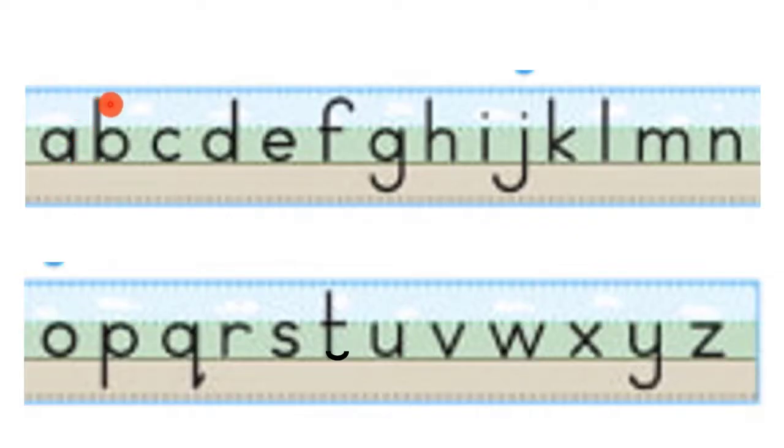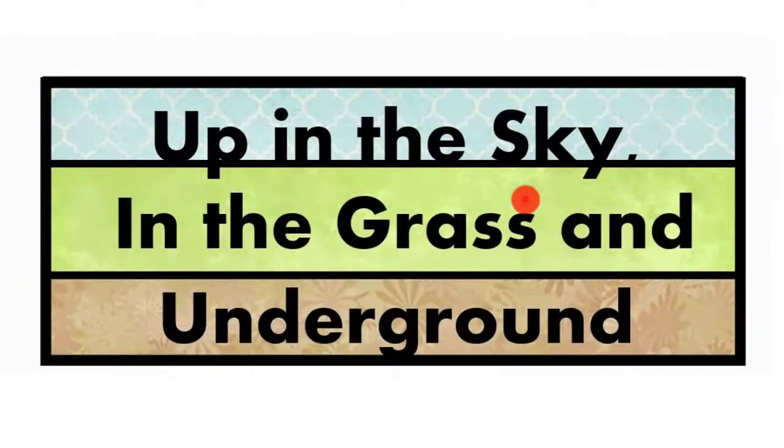Some letters are touching the top line. Some letters are written in the middle on the grass lines and some are touching the root line. Some letters are up in the sky, some letters are in the grass, and some are underground.